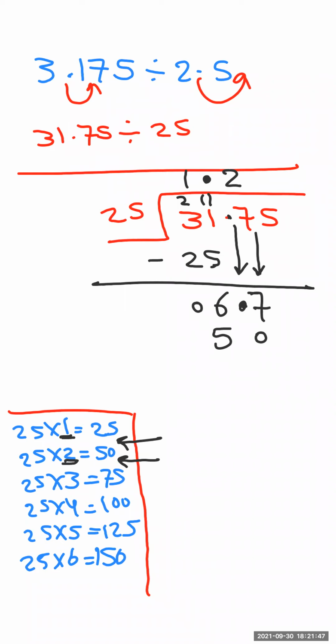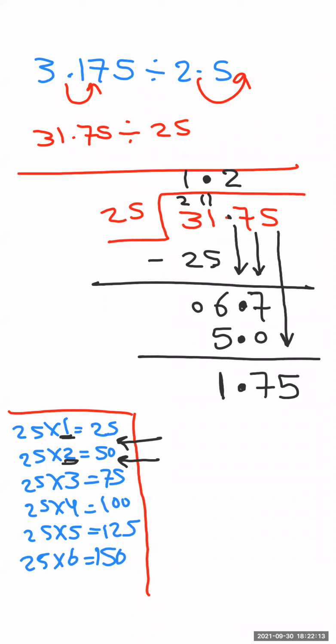Now, don't forget the decimal point. Place it on the same place, or write it on the same place. Here. Subtract. 7 minus 0, it's 7. Decimal point, 6 minus 5, it's 1. Okay. Can we divide 17 by 25? Not possible, of course. So drop down the next number. It's 5. Now the number is 175.